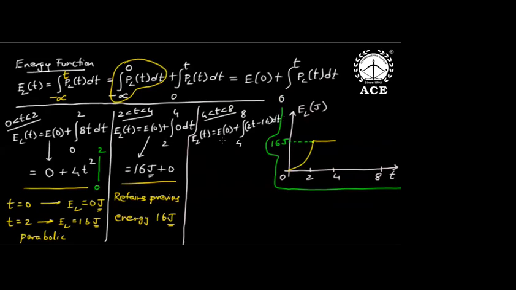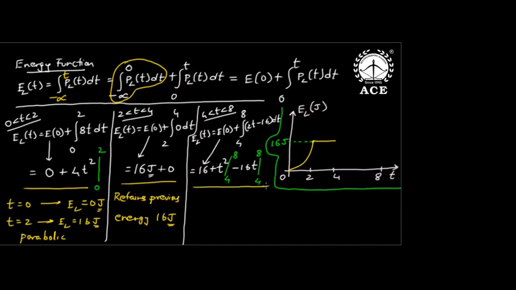Now what is this E of 0? E of 0 is from the previous state, that is 16, plus the integral of 2t, which is 2 times t square by 2. So if you do that integration, you get t square minus 16t. But what are the limits? The limits are from 4 to 8 for both terms.